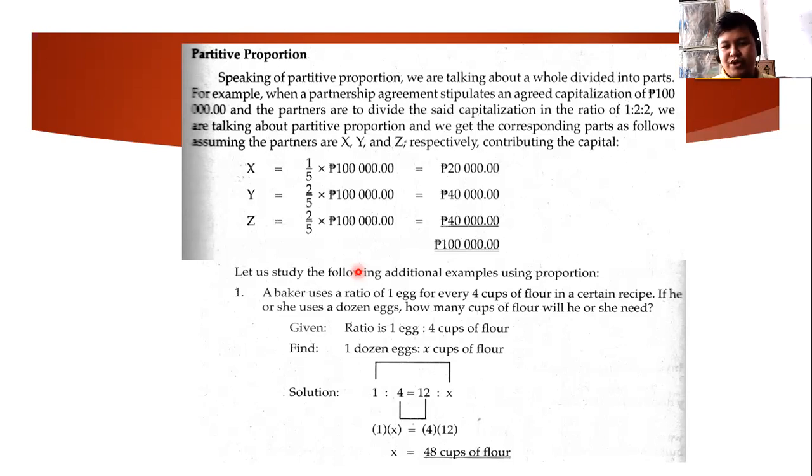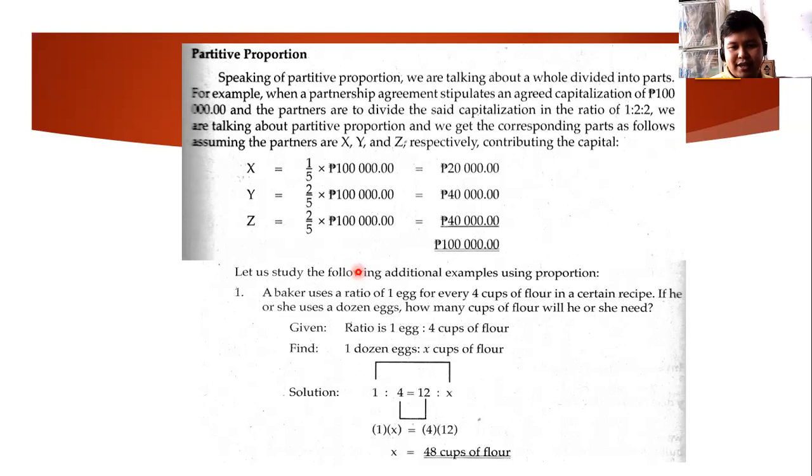Or she uses a dozen eggs. How many cups of flour will he or she need? So here, the ratio is 1 egg and 4 cups of flour, so that's 1 over 4. We're finding the cups of flour for 1 dozen eggs. So the ratio is 1 over 4.